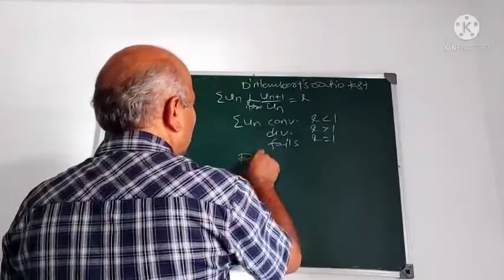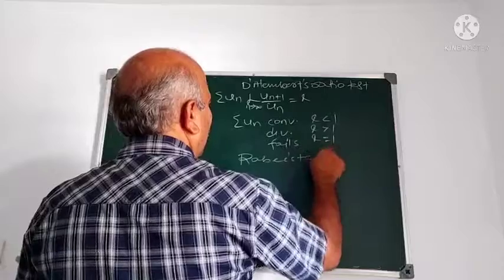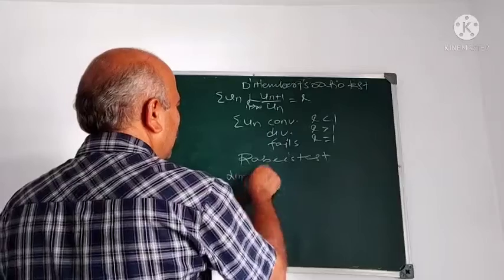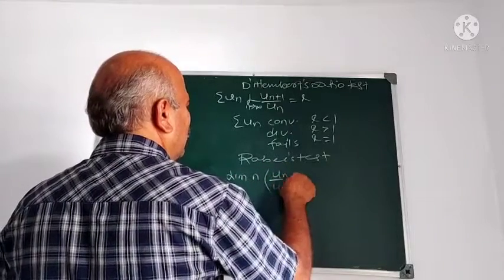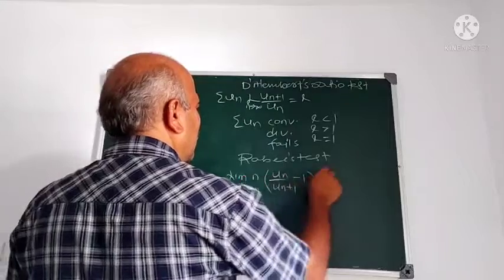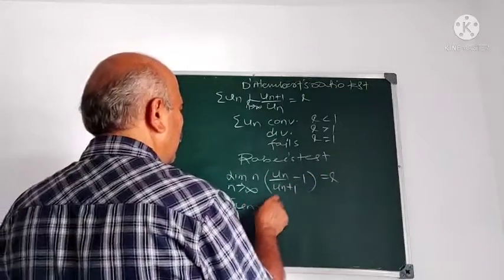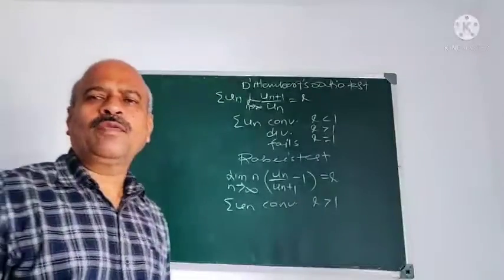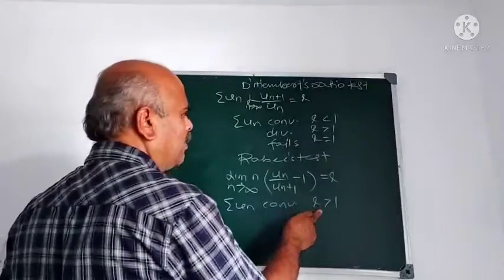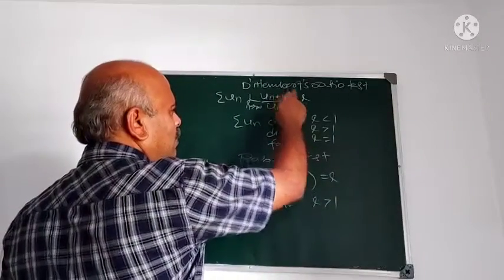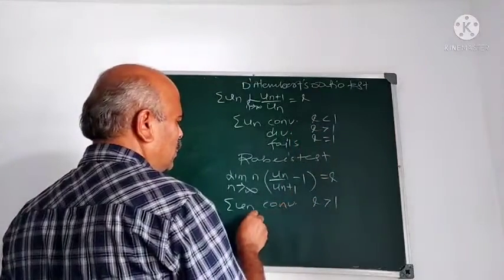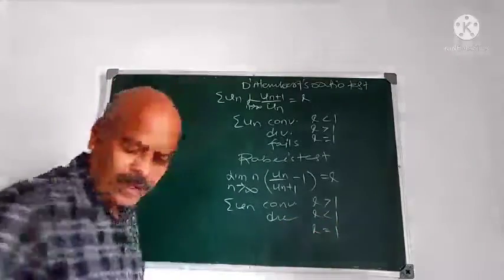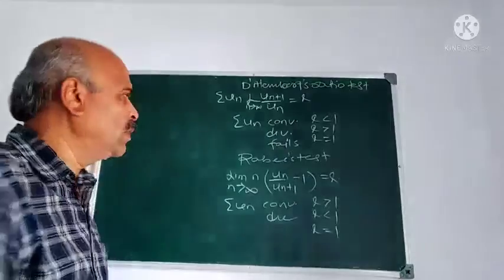And Raabe's test is again for positive term series only. If limit n tends to infinity of n into (un upon un plus 1 minus 1) is L, then sigma un converges if L is greater than 1. Carefully observe this one: L greater than 1 converges, whereas in D'Alembert's test, L less than 1 converges, and it diverges if L is greater than 1. Again the test fails when L is equal to 1.